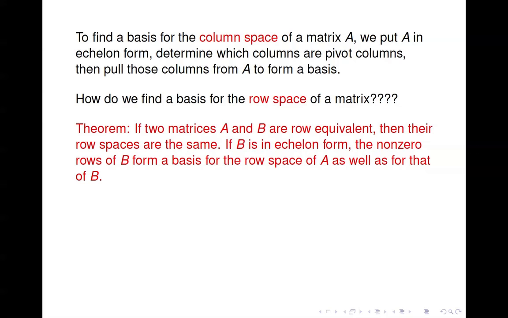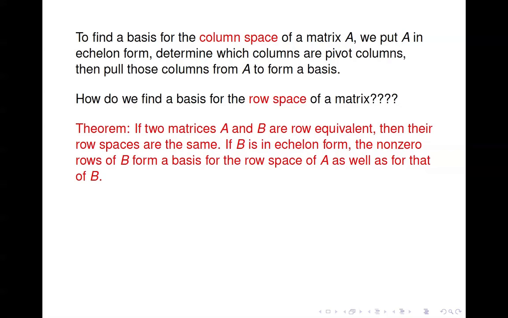Okay, so it says if two matrices A and B are row equivalent, right, so you can get from one to the other doing elementary row operations, then their row spaces are the same. Now you'll recall that that is not true for the column spaces. When you do elementary row operations, you may be changing the column space of the matrix. But this theorem tells us that for row space, that stays the same when you do row operations. Okay, if B is in echelon form, the non-zero rows of B form a basis for the row space of A as well as for that of B.